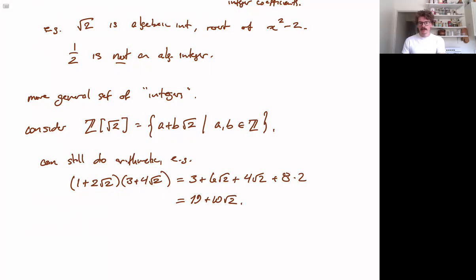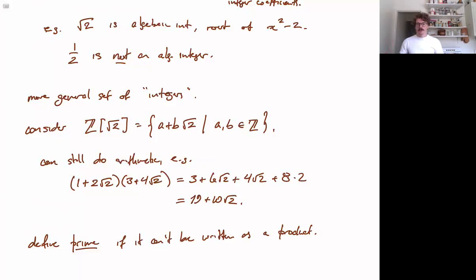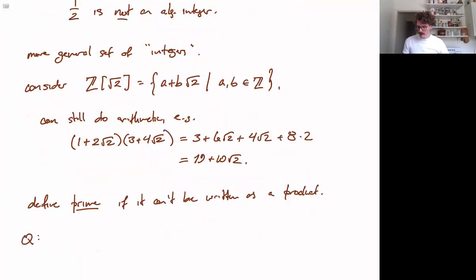So we can still multiply things, and we can still add things, and since we can do these things, we can define prime in the same way. If it can't be written as a product, again, with some trivial exceptions. And the question is, in this new set of integers, Z[square root 2], what are the primes?